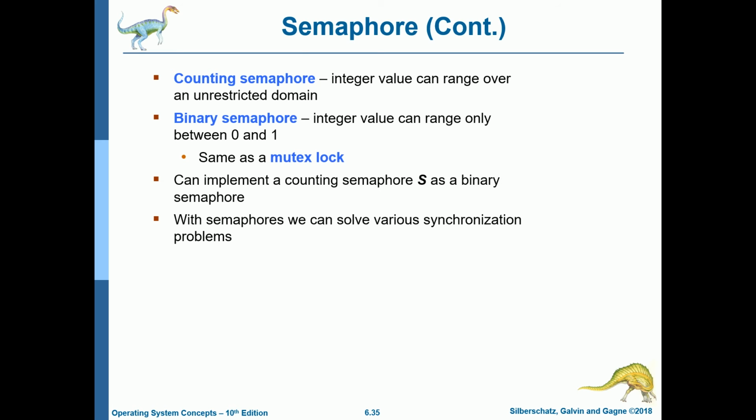When the count of a semaphore goes to 0, all resources are being used, and after that, processes that wish to use the resource will block until the count becomes something greater than 0.